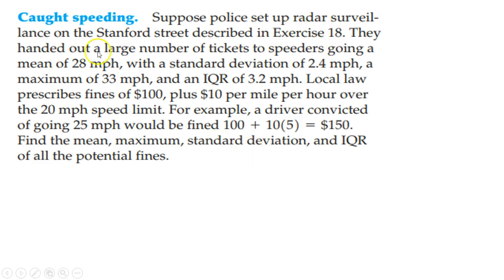Suppose police set up a radar surveillance on that street that we were talking about, and they handed out a large number of tickets to speedsters going a mean of 28 miles per hour. So they were going 28 miles per hour with a standard deviation of 2.4, that's what they found when they were starting to give people tickets. Some people might have been going faster than that, but normally that was the average when they were giving people tickets, with a standard deviation of 2.4 miles per hour. A maximum of 33 miles per hour was recorded. An interquartile range of 3.2 is there.